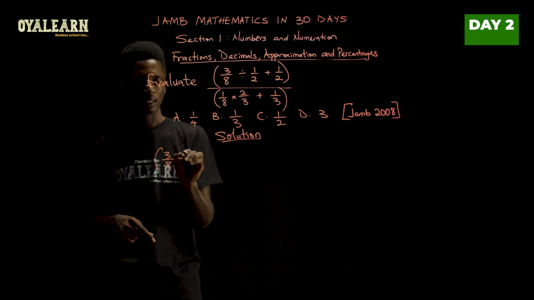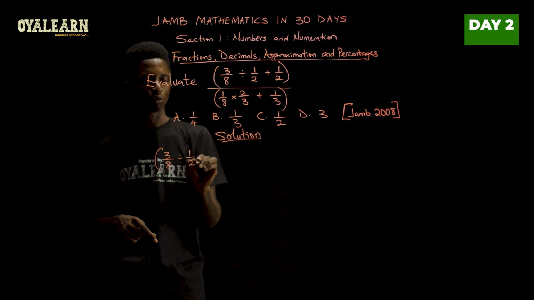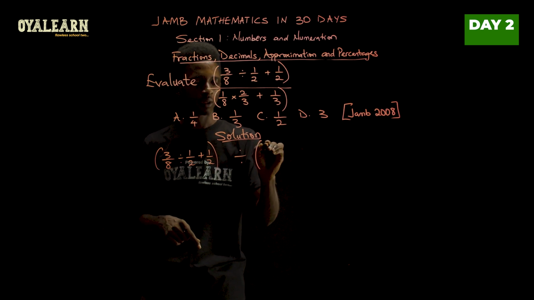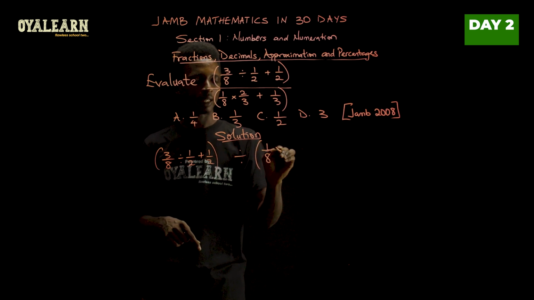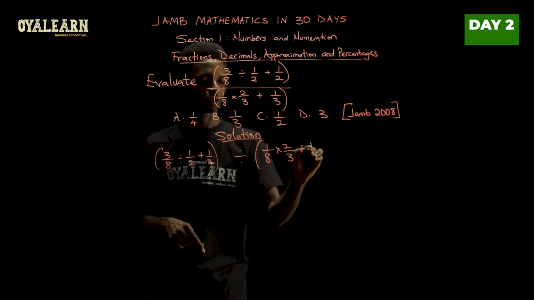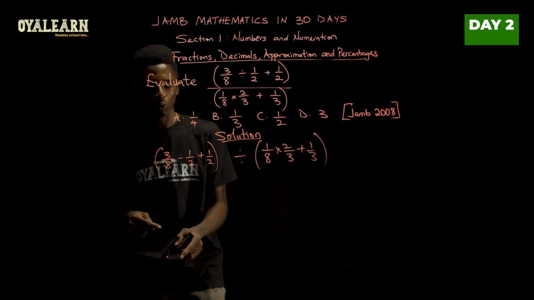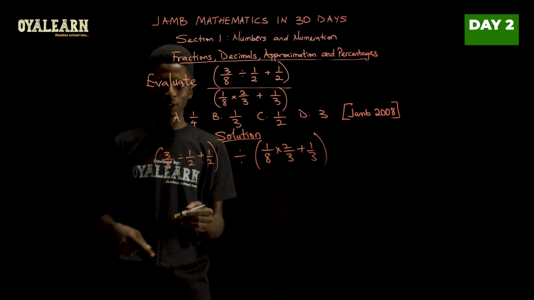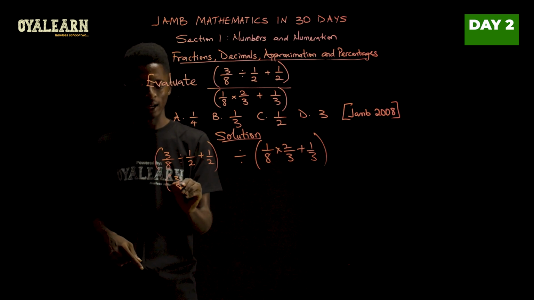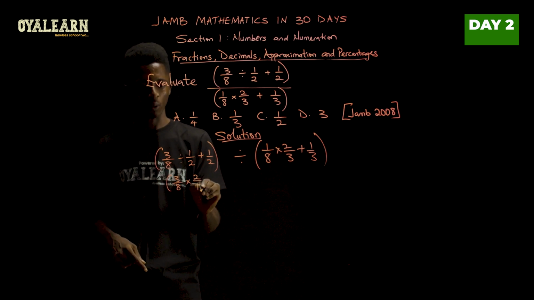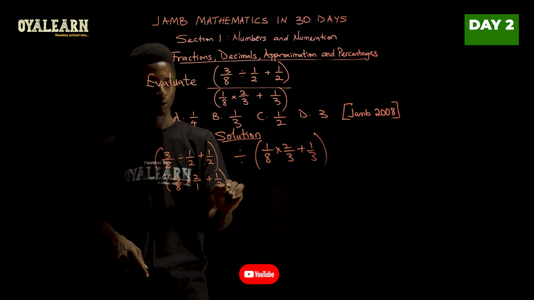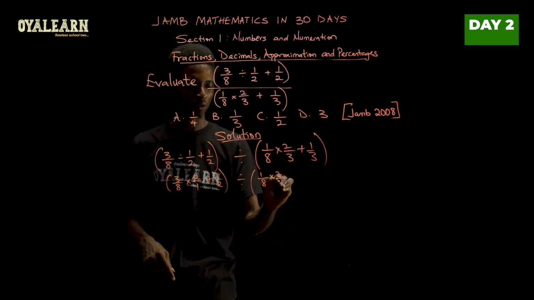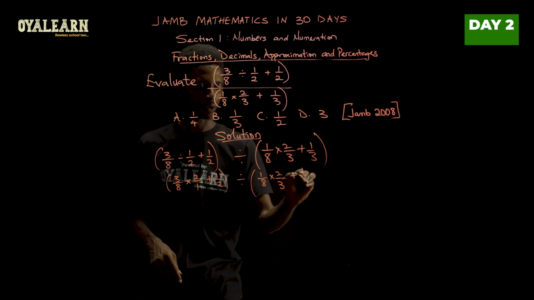3 over 8 divided by 1 over 2, plus 1 over 2. All of this will then be divided by 1 over 8 times 2 over 3 plus 1 over 3. Now, let's work with this. I can change this division to multiplication, which will mean that this 1 over 2 would flip. So I will then have 3 over 8 multiplied by 2 over 1, then plus 1 over 2, divided by 1 over 8 times 2 over 3 plus 1 over 3.